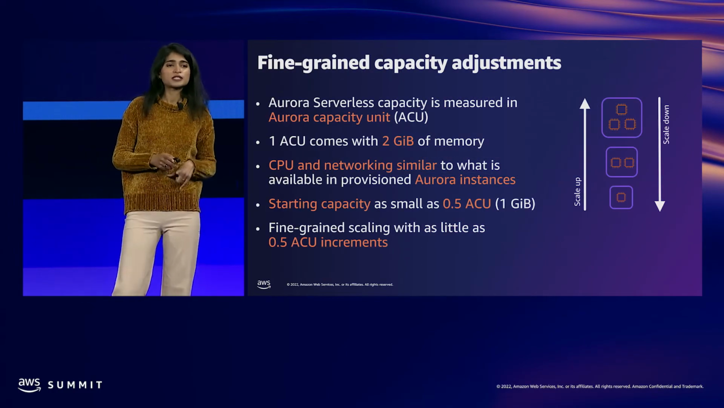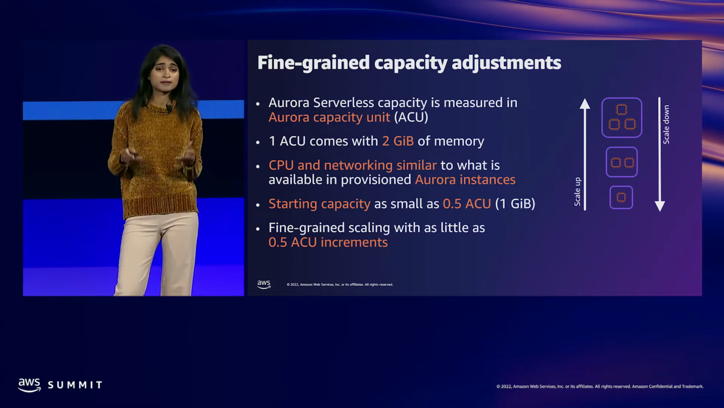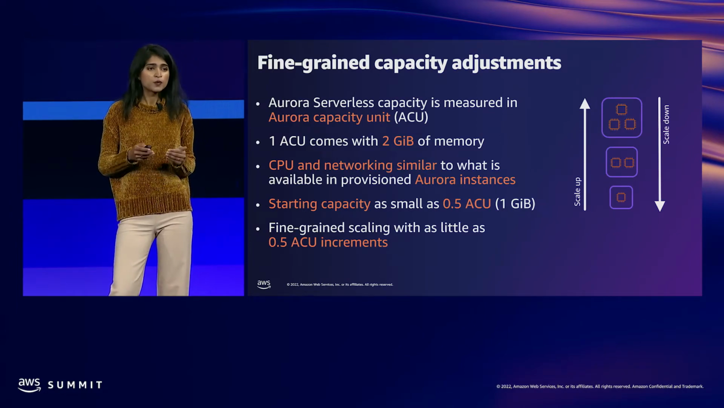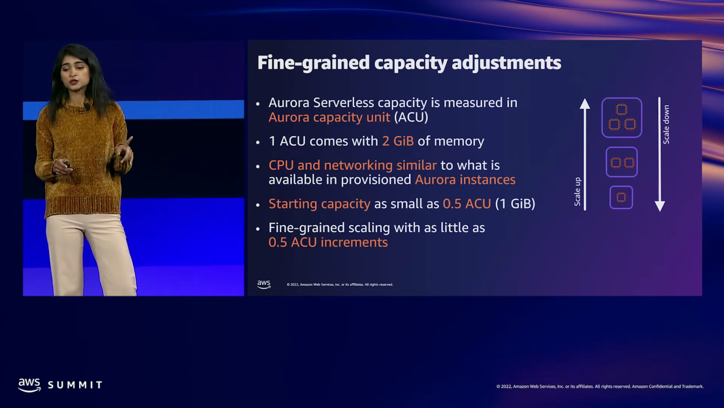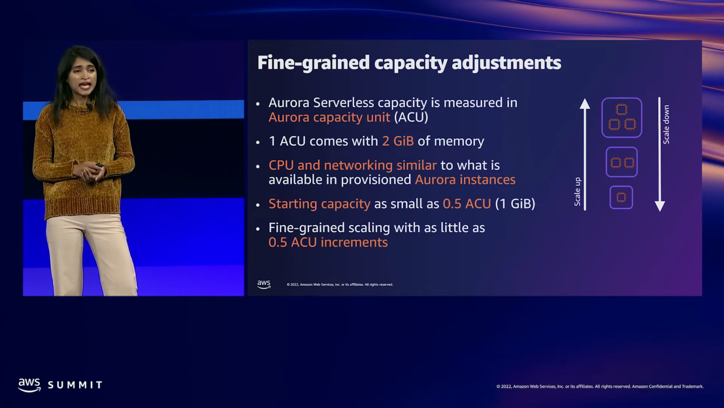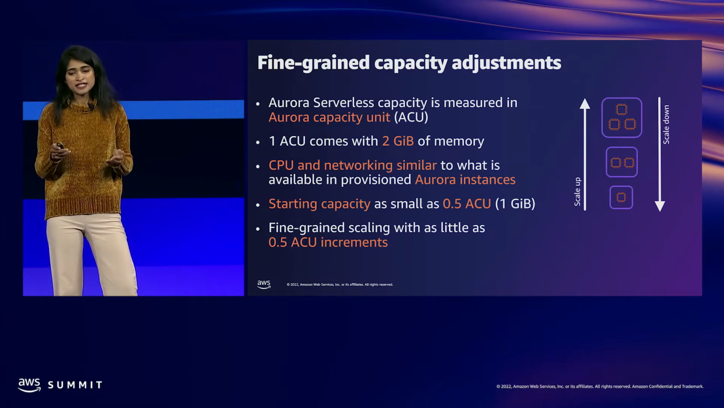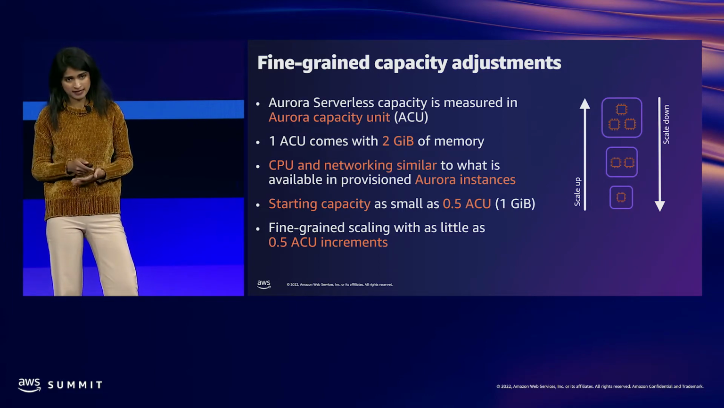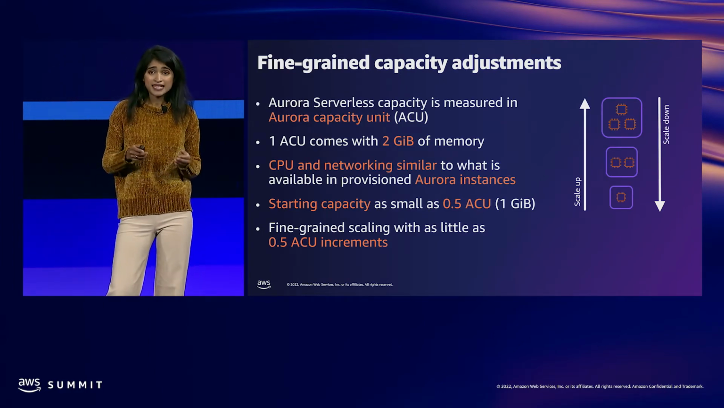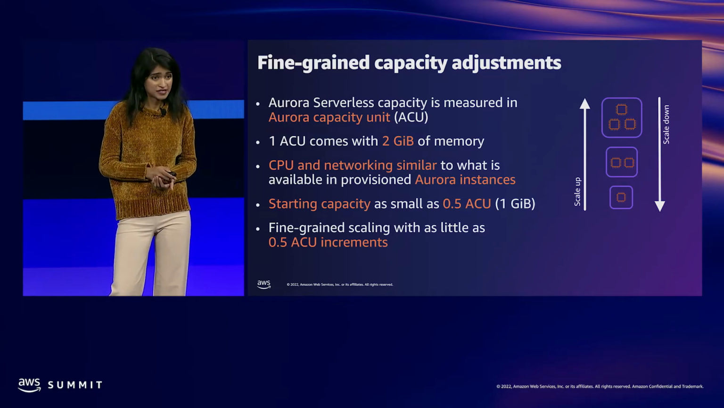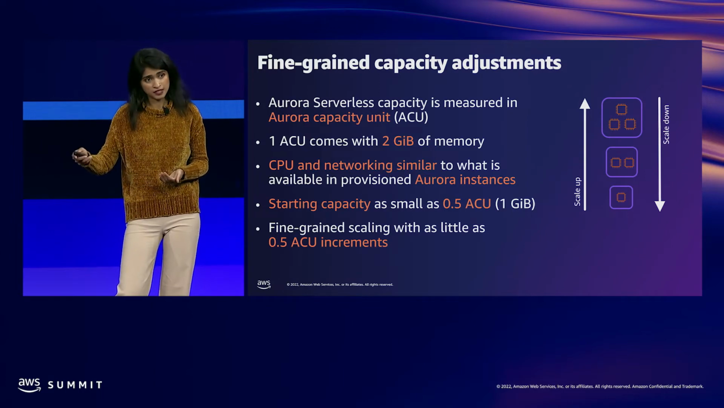Now the next point I want to touch on is fine-grained capacity adjustments. So far, I've been talking about database capacity. For serverless, we measure database capacity in ACUs, Aurora Capacity Units. One ACU is 2 gigabytes of memory, and you get the corresponding CPU and networking with it. That's very similar to what you get in provisioned Aurora instances. To start off, the smallest database capacity available to you is 0.5 ACUs, and the smallest increment that we can provide is 0.5 ACU as well.